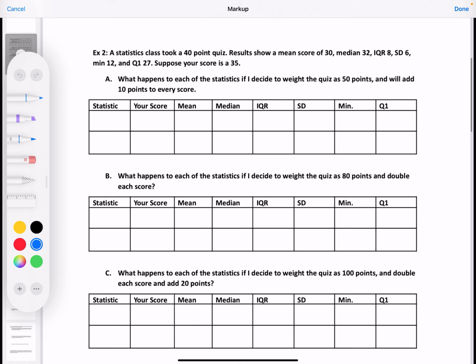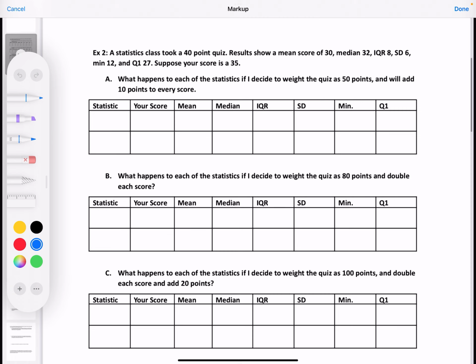So these ones are actually really easy. A statistics class took a 40-point quiz. Results show a mean score of 30, a median of 32, an IQR of 8, standard deviation of 6, min of 12, and Q1 is 27. Suppose your score is a 35.